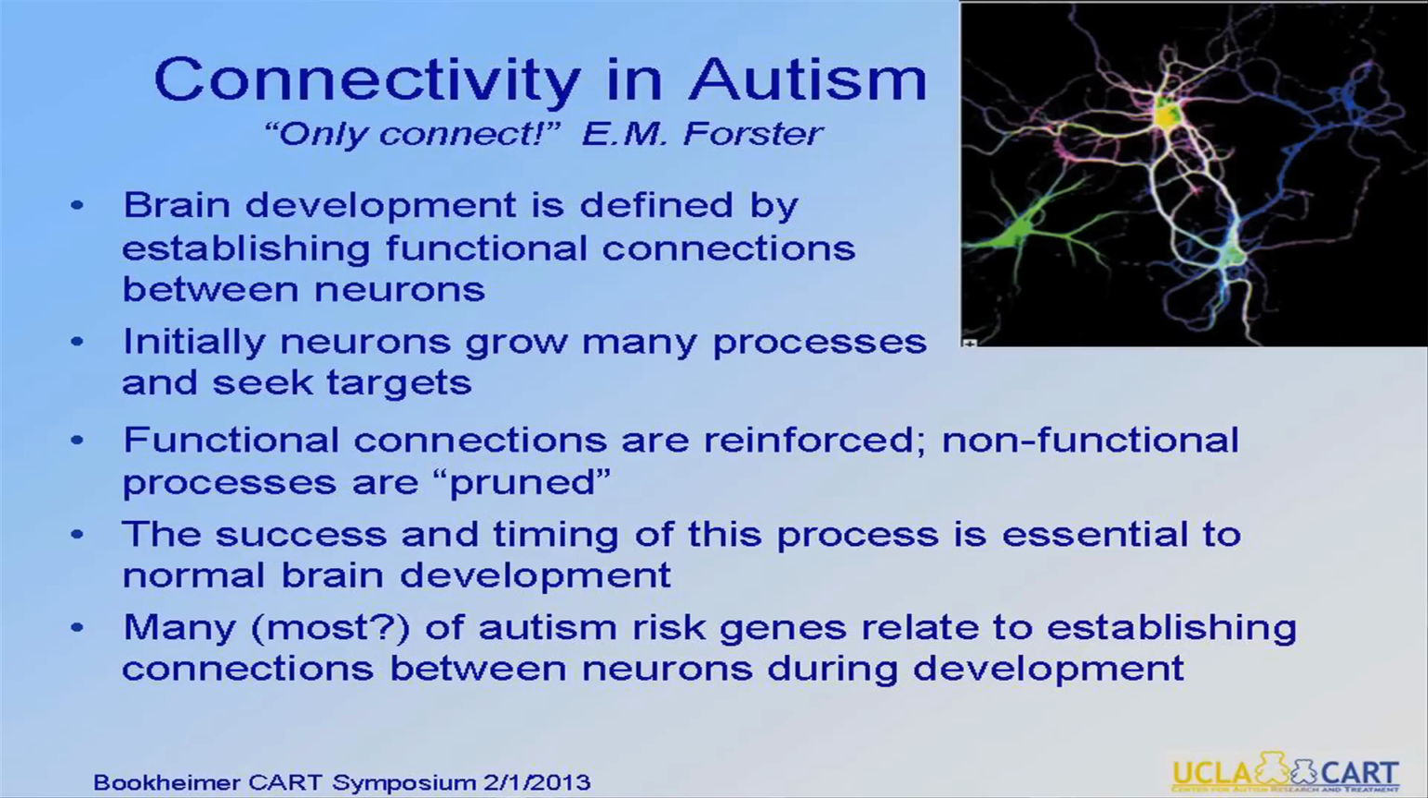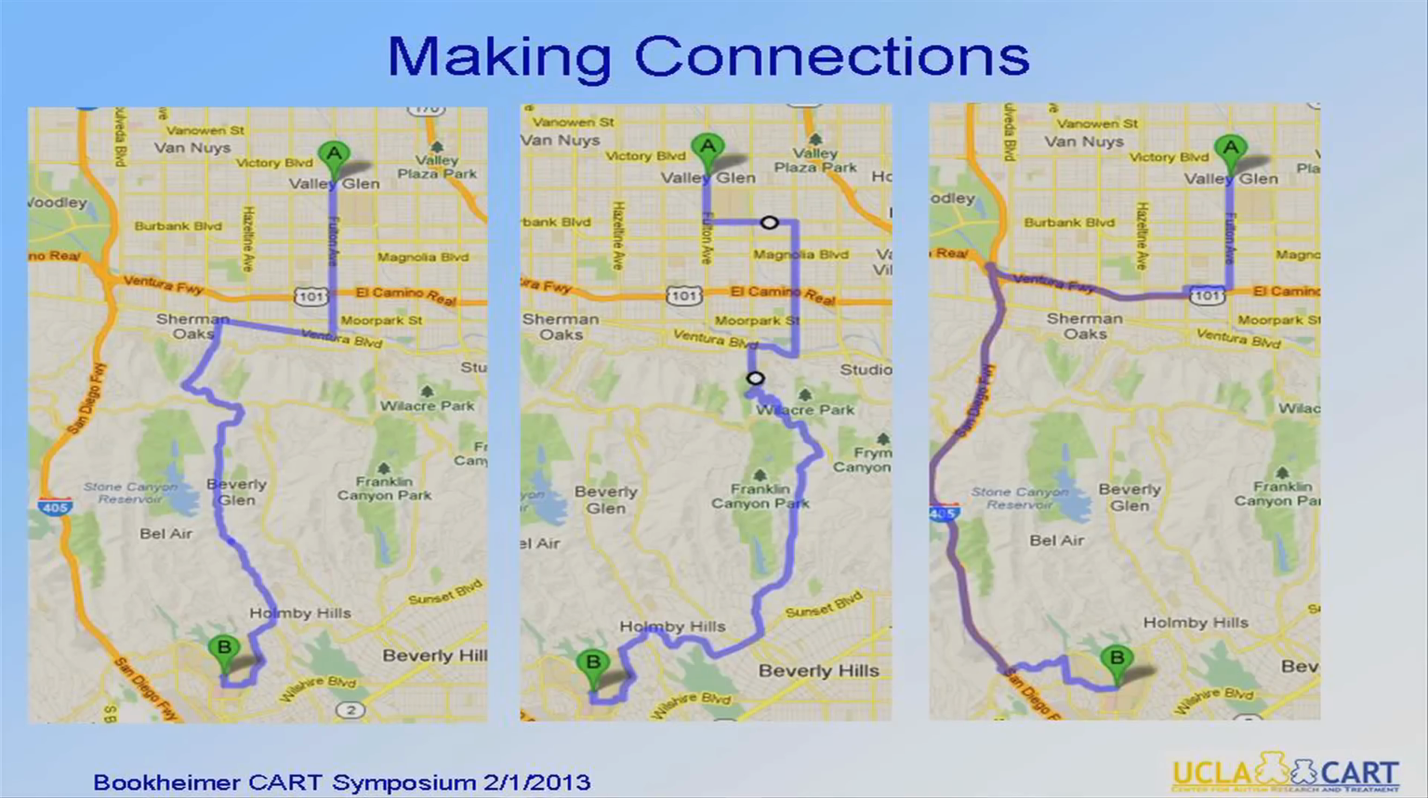As Dan showed you before, many, if not most, of the autism risk genes identified thus far relate to some aspect of neural development, establishing connections, and communicating between neurons. So we've got good reason to believe that this is a great place to start in understanding brain and autism.